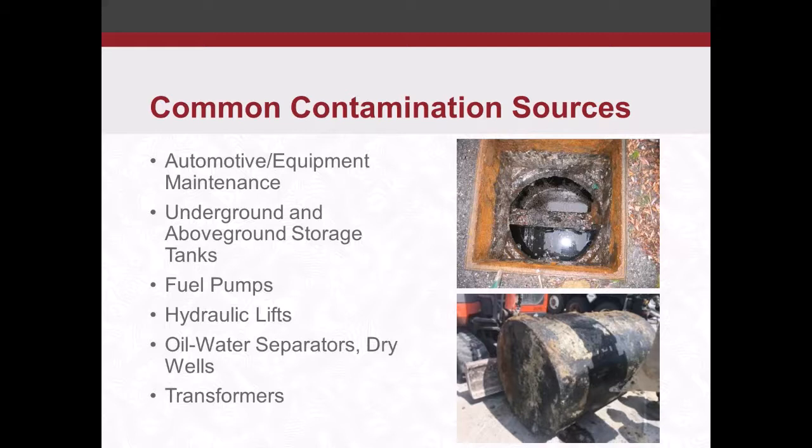Underground and aboveground storage tanks, whether petroleum or chemical products, have an inherent risk with spills, especially your underground tanks. Unless you've got a good double-walled, secondary containment type system underground, you don't know what's going on there until you uncover it and find out you have a pretty nasty issue. So definitely tanks are a concern that you want to be aware of as contamination sources. Fuel pumps, gasoline stations: you have the piping from the tanks to the pumps, often underground, so there's definitely the risk of contamination underground.